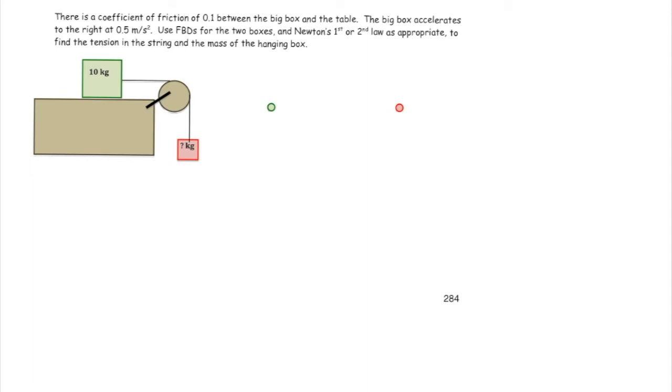There are 2 things to solve for, and we will get our answers from the 2 free body diagrams we draw. The block on the table is experiencing 4 forces. There's a weight, a normal force, some friction, and some tension. The problem is suggesting that the block is in equilibrium in the y direction, but it is explicitly stating that the block is accelerating forward.